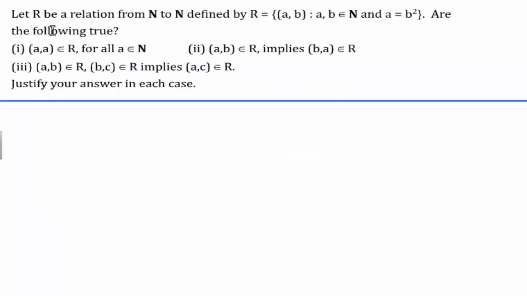In this question, a relation R is given from N to N. It is defined by R is equal to (a, b) such that a and b both belong to N and a is equal to b square. You have to say whether the given statements are true. Also, you have to justify your answer. Let's begin the solution of this question.